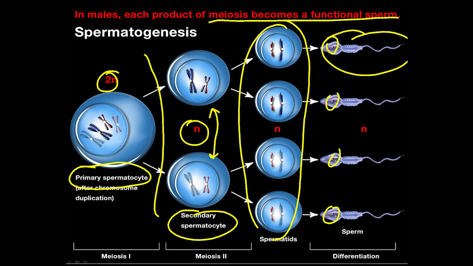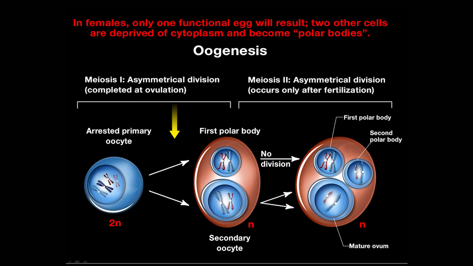Now, the process of meiosis works the same for females, but as you're going to see, there is a major difference in the timing of events and the result. And the reason makes sense because human females only wish to release one egg, one mature egg at a time.